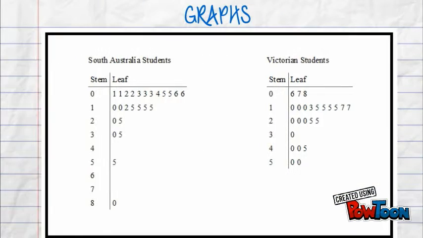The data was then used to create these stem and leaf plots. These display the data in a way that shows the highest frequency time frame for each state, with South Australia's being below 10 minutes and Victoria's being between 10 and 20 minutes.